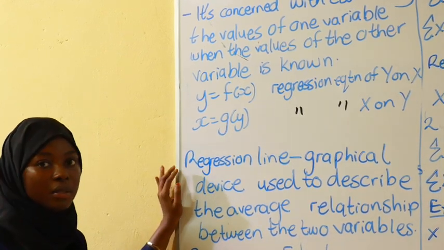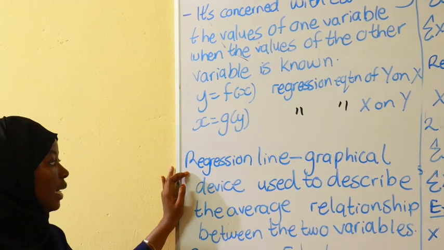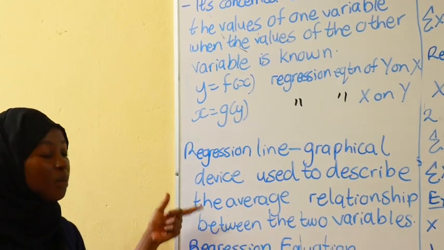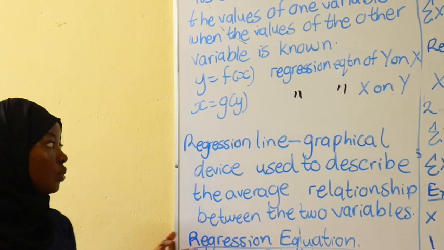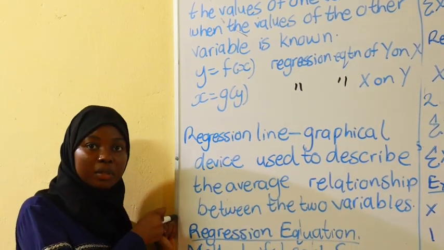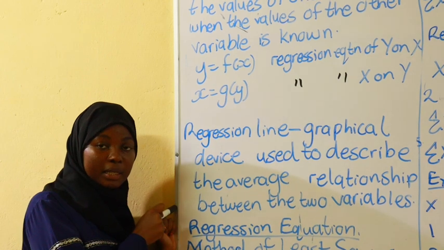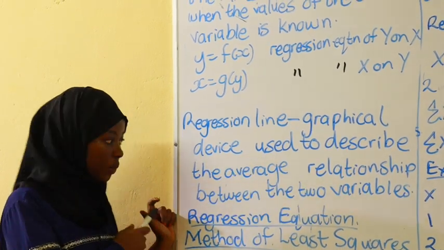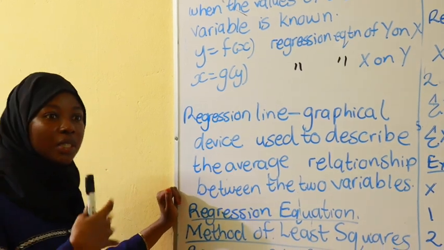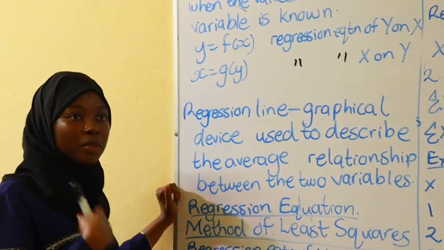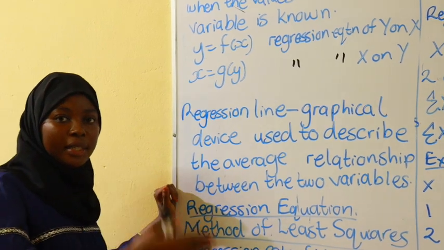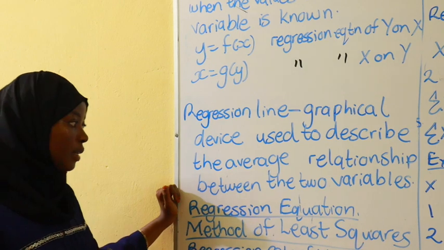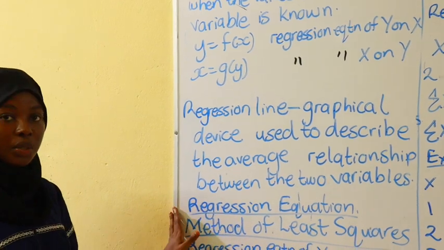We have something called the regression line. You will come across this a lot. The regression line is a graphical device used to describe the average relationship between the two variables. So the average relationship between the two variables is represented graphically by a regression line. You have to calculate this also. Regression equation and regression line are normally used interchangeably. So if you calculate the regression equation, you are calculating the same thing.